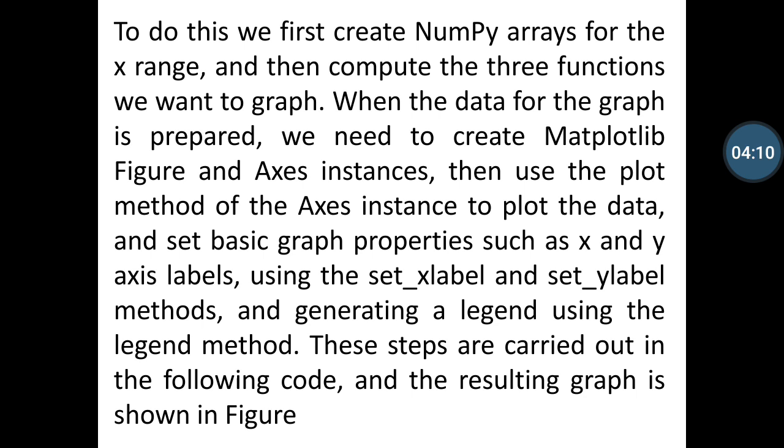When the data for the graph is prepared, we need to create a Matplotlib figure and axis instance, then use the plot method of the axis instance to plot the data and set basic graph properties such as x and y axis labels using the set_xlabel and set_ylabel methods, and generate a legend using the legend method. A legend is basically the graph name. These steps are carried out in the following code, and the resulting graph is shown in the figure.